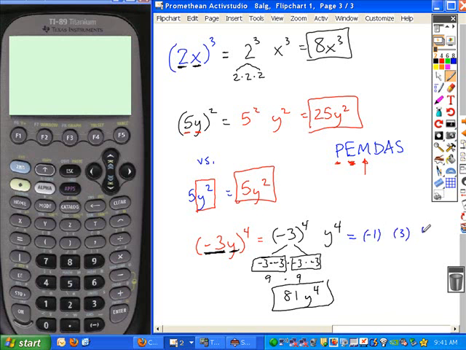Does everybody see how you can break that? You separate it into here's one factor, here's a second factor, here's a third factor, and then apply this power of 4 to each of them, following the same rule.